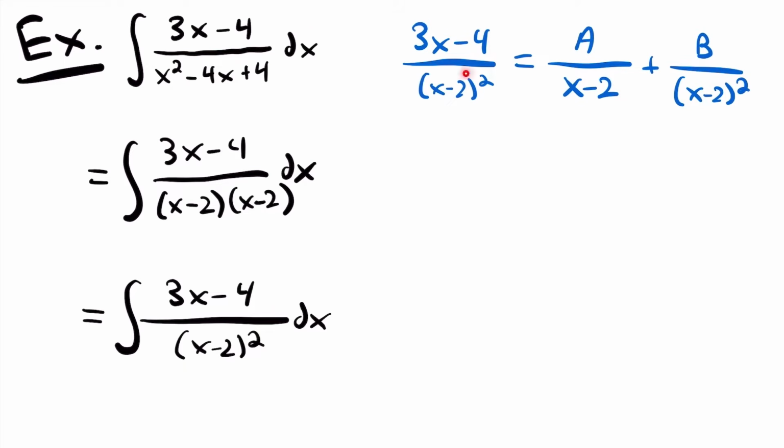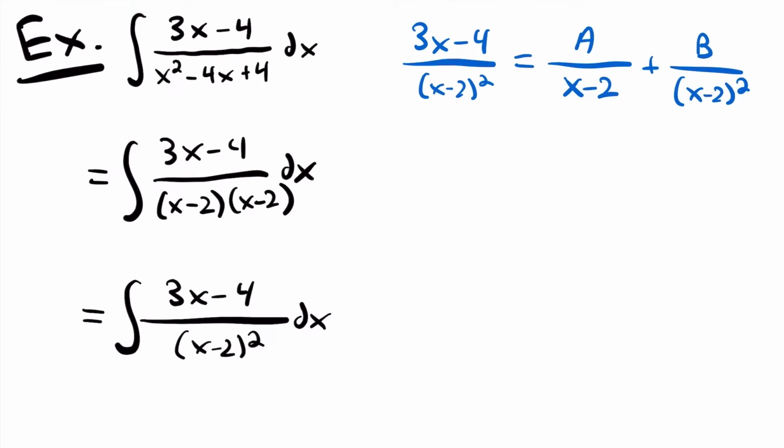Okay, so when you have a repeated factor, you're going to have a partial fraction for each one of those powers. In this case, we had 2 powers, so we have a fraction with that factor to the power of 1, and then we have a fraction with that factor to the power of 2. And so if this was x minus 2 cubed, we would have a third fraction, and we'd have c divided by x minus 2 cubed. But in this case, it's just squared, so we only need 2 fractions.